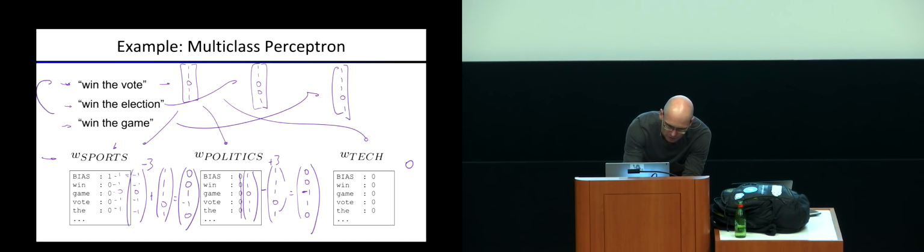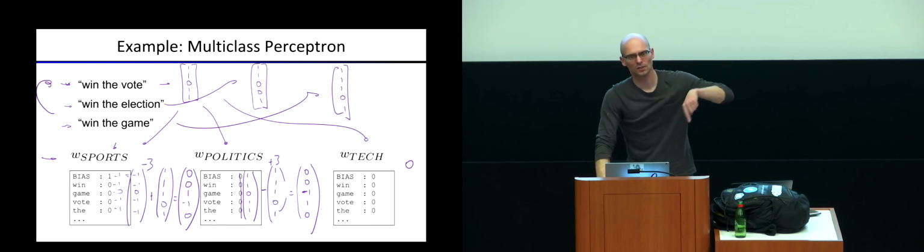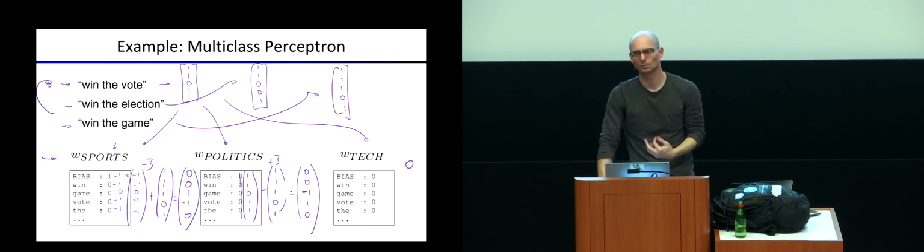Now we go back to the first one, win the vote, and we keep cycling until we do a full pass through all the data points without any update, at which point no updates will ever happen anymore, and we call it done.